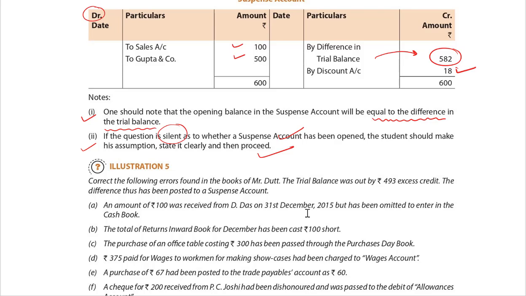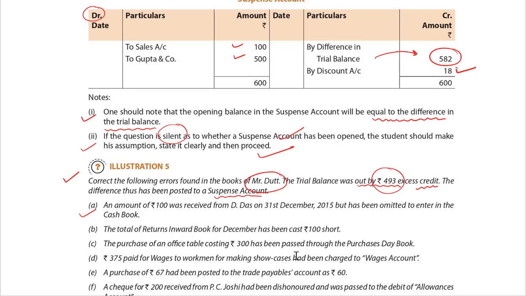Okay, so we will start with illustration 5 now. Correct the following errors found in the books of Mr. Dutt. The trial balance was out by 493. That is excess credit. We'll try to rectify that. The difference has been posted to suspense account.